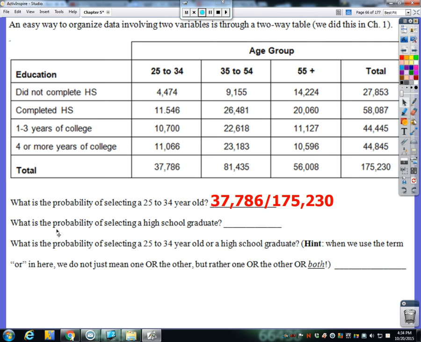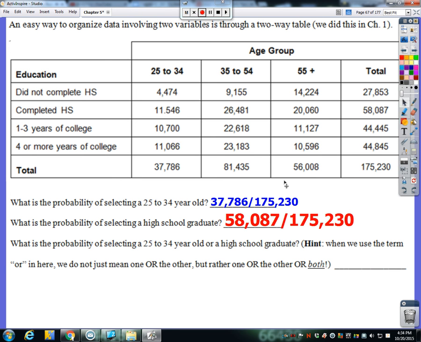The second problem says, what is the probability of selecting a high school graduate? Well, how many high school graduates do I have? When we're talking about high school graduates, we mean that's the only thing they achieved. They did not go beyond that. So we know they completed high school. We have 58,087 of those people out of, again, a grand total of 175,230. So there's our probability there.